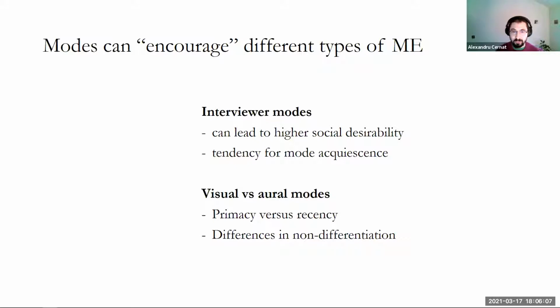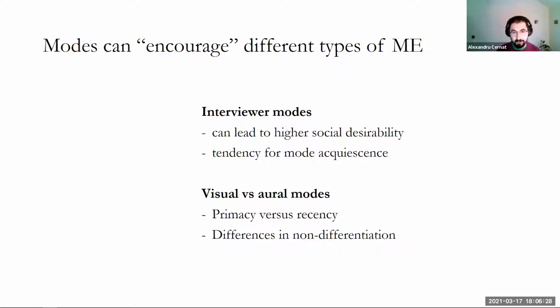But the issue is that as we switch to a different mode or multiple modes, they have different types of measurement errors. So then we have issues whenever we want to do some comparisons in time, for example. So what kind of characteristics, or what type of measurement error, do different modes have?